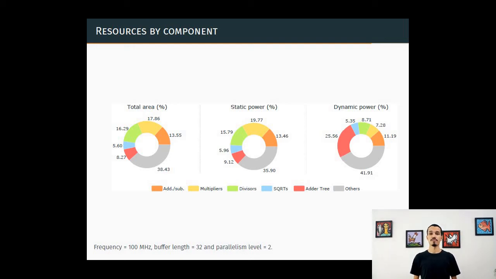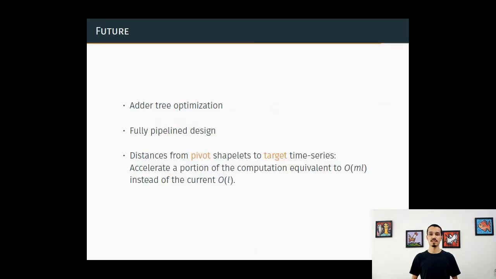In this way, our future work will focus on the optimization of our adder tree, and we also consider migrating to a fully pipelined design to improve our throughput. We are also considering to compute the distance from one shapelet to an entire time series instead of computing the distance between two shapelets.